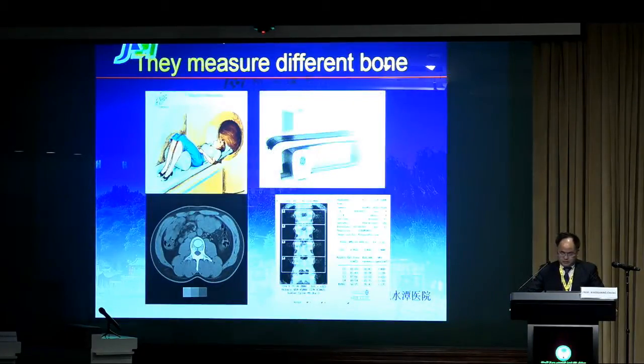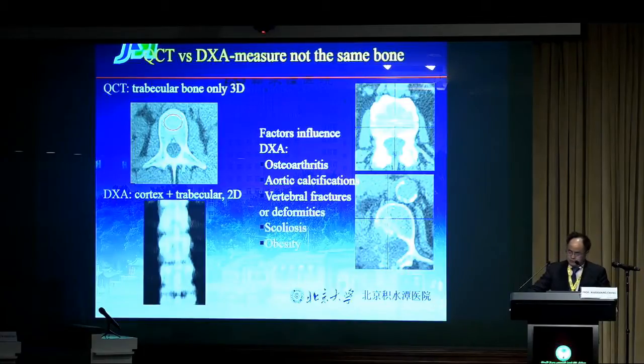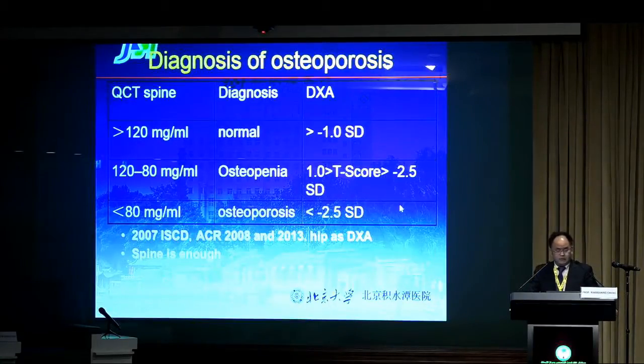And of course, we have a DXA machine. We have the QCT, and we measure the BMD, and actually they measure different things. So this is projection, and this is 3D volumetric. So this is volumetric BMD, this is areal BMD, and they are really different. For example, for this case, you have the sclerosis here, and you have the calcification of the aorta. So if you use DXA, this will increase the density, but with the QCT, there's no problem for the measurement. And I think for the radiologist, it is very easy to understand, and we should help the clinician to solve the problem.